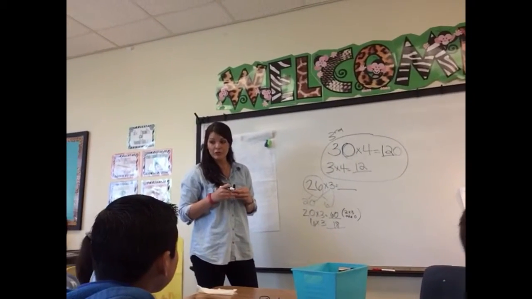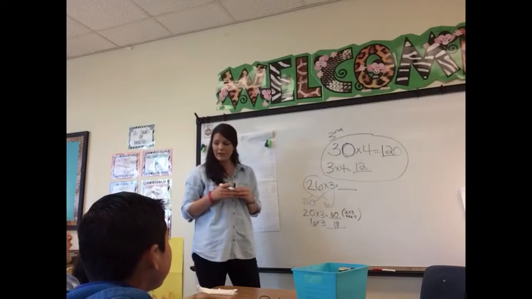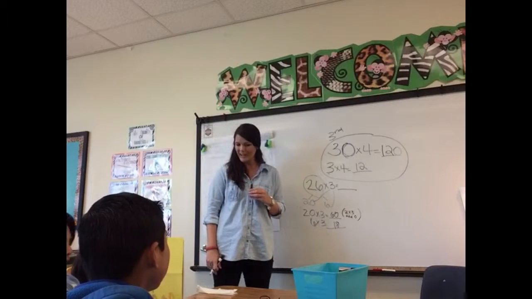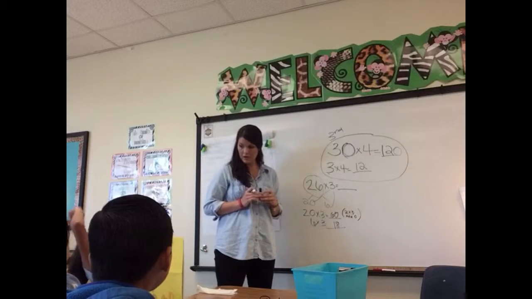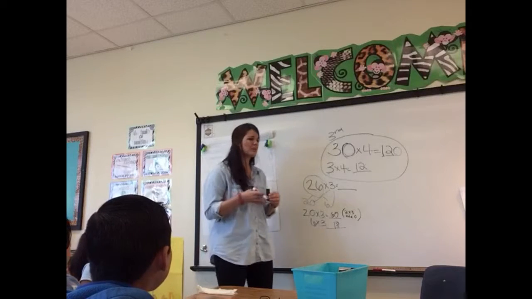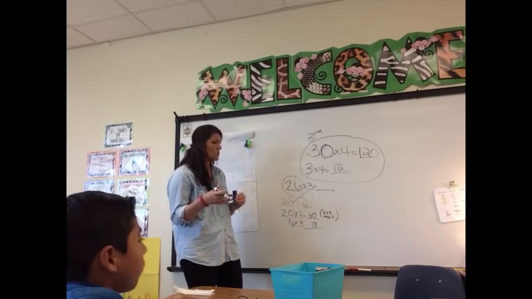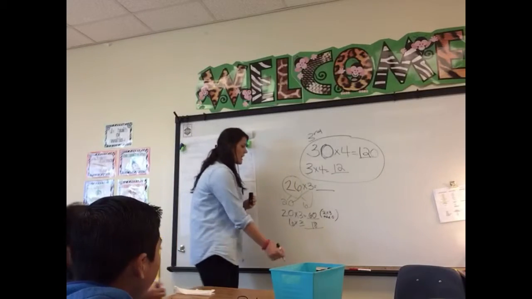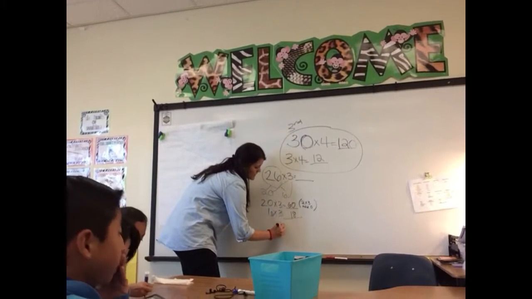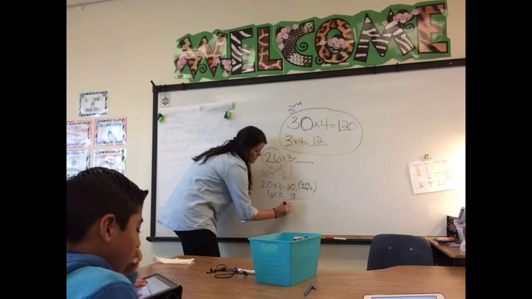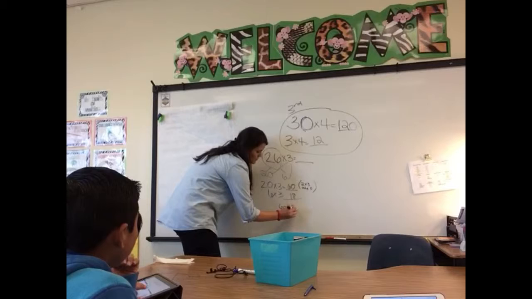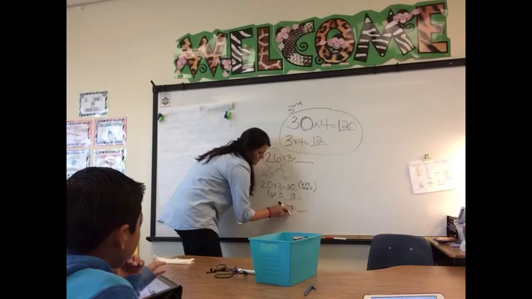Any idea what we're going to do next? Add them? Why do you say that? Can you explain why you think we need to add them? Because if we multiply them, it will take long. Oh, if we multiplied, it would be a huge number, wouldn't it? Yes. So we need to add them. What is 60 plus 18? 78. So the answer is 78.